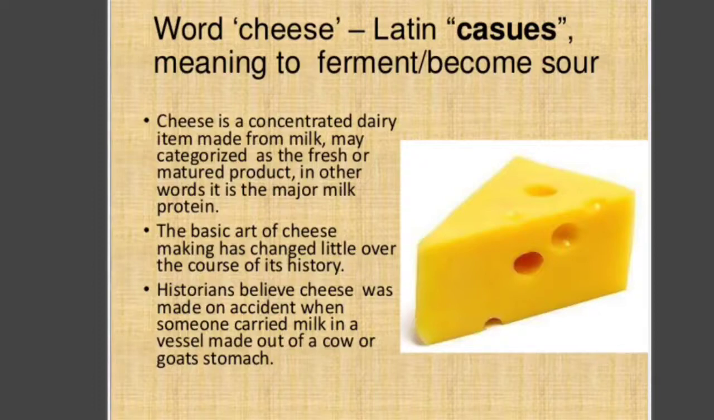The basic art of cheese making has changed little over the course of its history. Historians believe cheese was made by accident when someone carried milk in a vessel made out of a cow or goat's stomach.